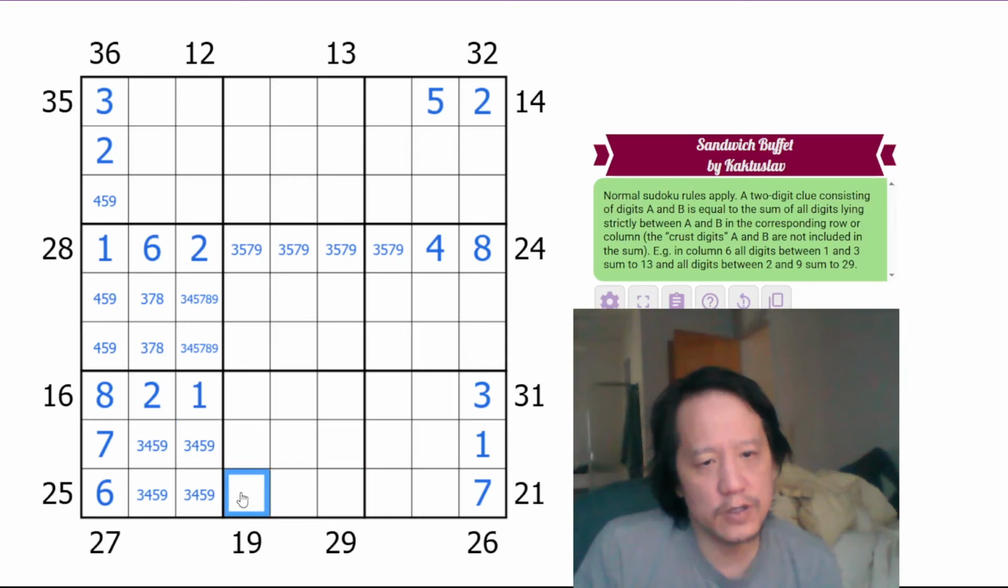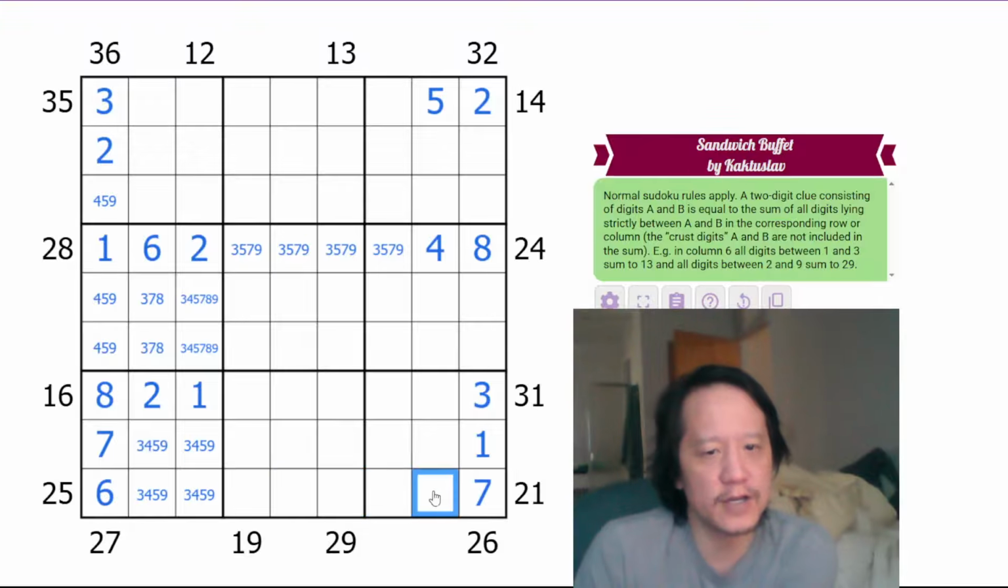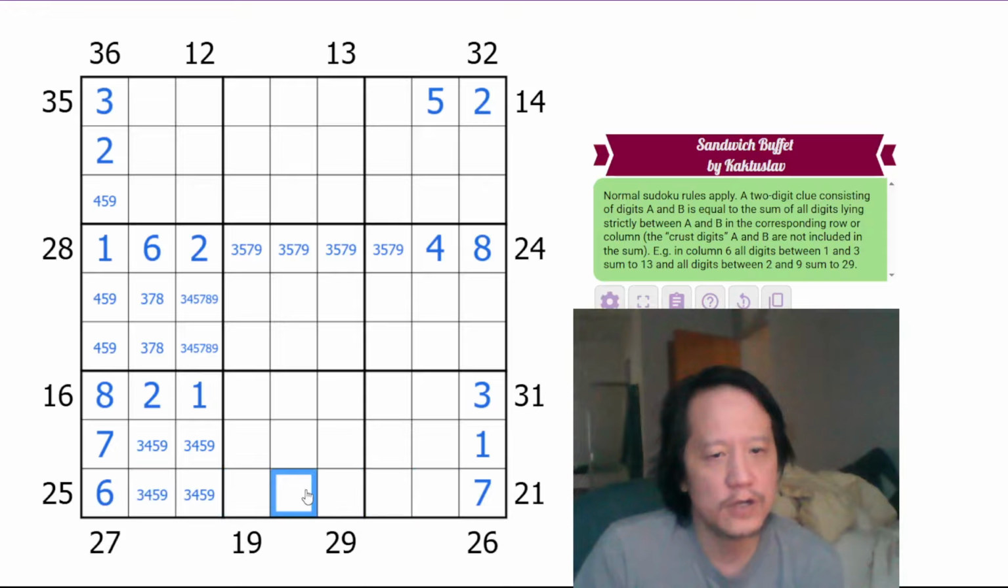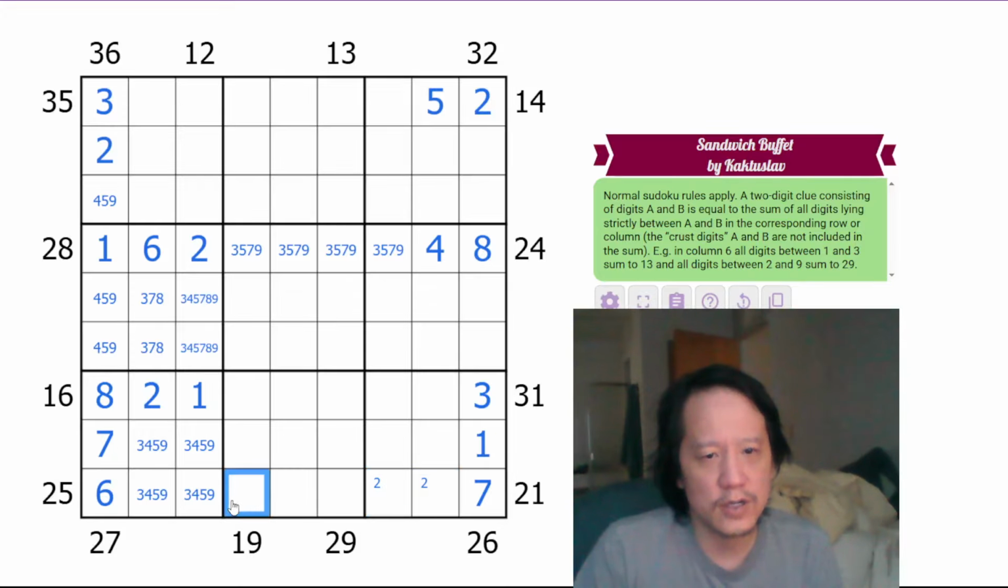2 could still be here. 2 and 5 have to have 4 digits in between them. 5 cannot be here. So if 2 were here, it would not have a 5 possible in either direction. So 2 has to be one of these 2. Since this is 2, there has to be 3 digits in between the 2 and the 1. 1 can only be here or here. So this must be 1, which makes this a 2.